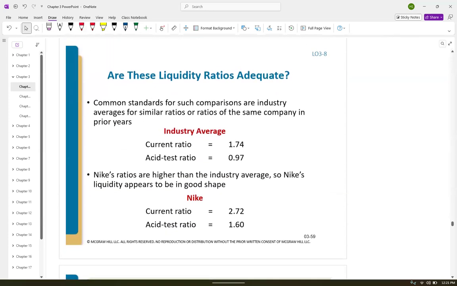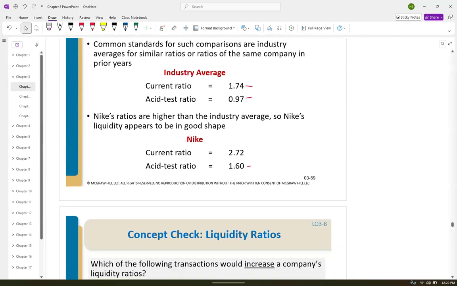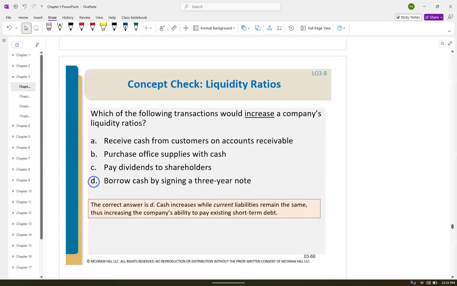Okay. So they're looking at industry averages. How do we compare to the industry averages? Let's just look at the current ratio. The current ratio for the industry is 1.74. We're higher than that, so that's good. For the acid test ratio, I told you, don't panic if it's less than one, because most of the time it will be. But we are also doing better than the industry average when it comes to the acid test ratio.